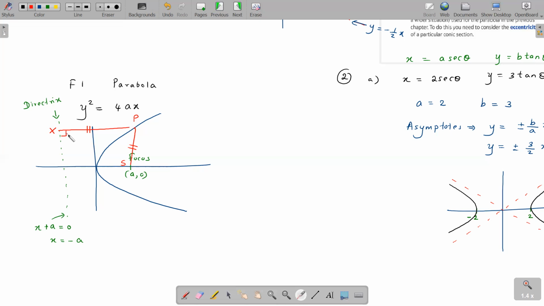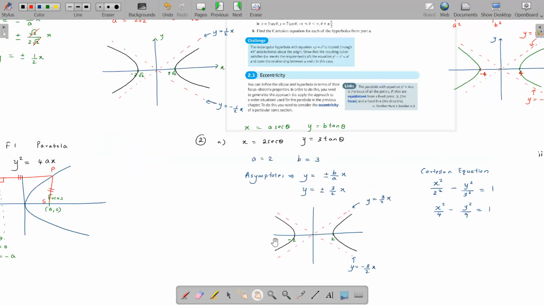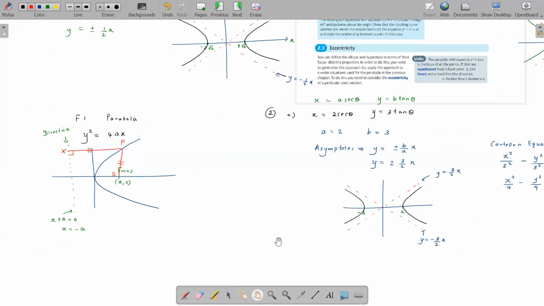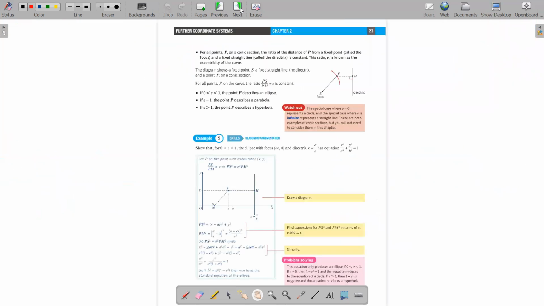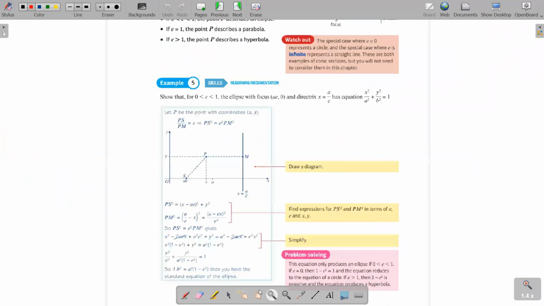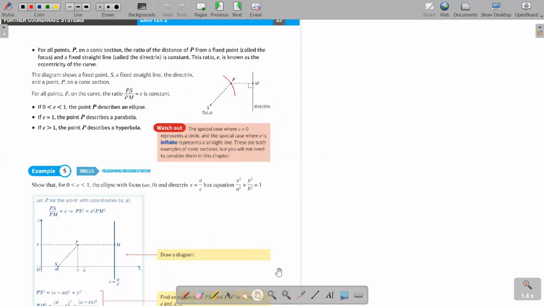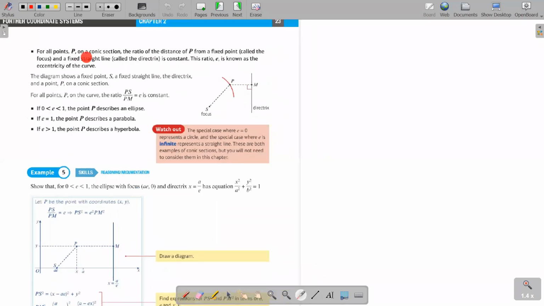Earlier we just discussed only the cutting points and the asymptotes, right? Now we are going to go much deeper into the ellipses and the hyperbolas. First, we are going to introduce the directrix and the focus of these two shapes. Let's write down: for all points P on a conic section, the ratio of the distance of P from a fixed point called the focus, and a fixed straight line called the directrix.